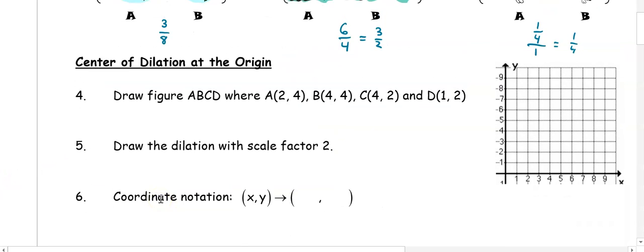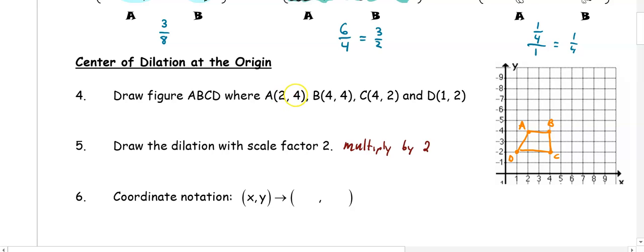So in our dilation here, when we are dilating at the origin, we're going to plot the points of our given shape. So A is at 2, 4, B is at 4, 4, C is at 4, 2, and D is at 1, 2. Then we're going to dilate with a scale factor of 2. So that means that we are going to multiply by 2. So every coordinate is going to multiply by 2.